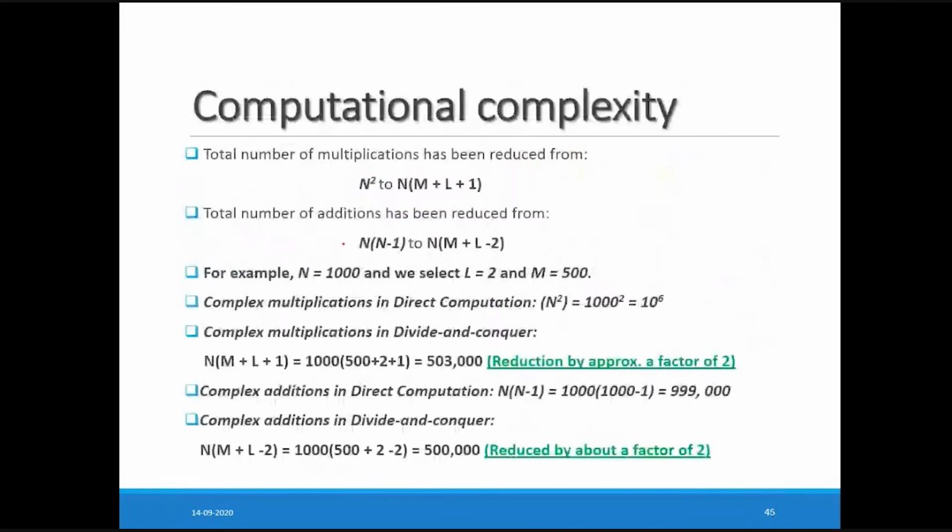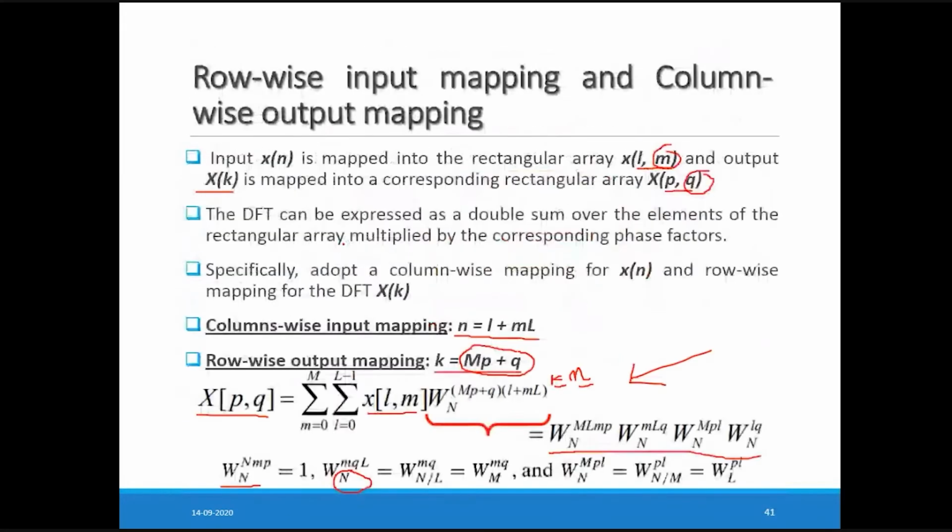This we will cover in the example also to make you more clear. So now come to this. Here omega suffix n mq by L. Whatever L term is in the multiplication over here, you can take this in the suffix as a division, so n by L. Based on the twiddle factor properties, we are doing this, and this n by L factor is nothing but it represents our m term. So n by L is nothing but m. So omega mq by m, and here again we are doing the same thing, omega n raised to mpl.